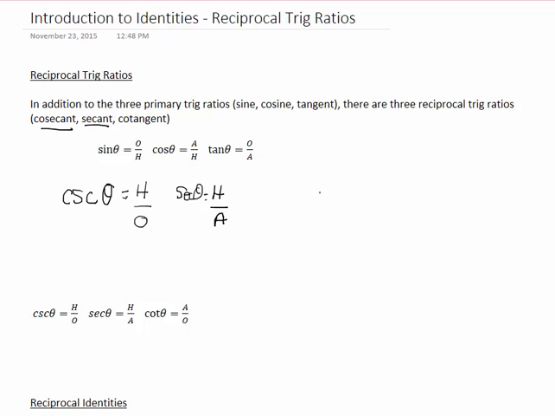For tan theta, the reciprocal would be to take the A and put it on top and the O and put it on the bottom. And that's called cotangent, now that it's the reciprocal. So that's also what you see here typed out: we've just taken our trig ratios and taken the reciprocal of them so that we have more information.